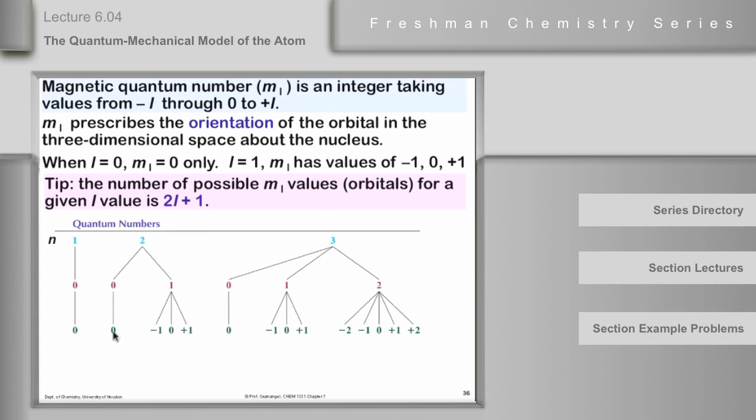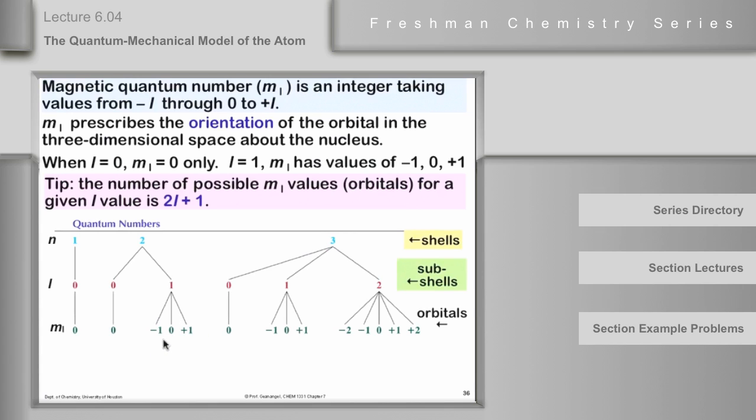Down here is m sub l, and if l is 0, m sub l has to be 0. And that's the same thing over here. For n equal to 2 and l equal to 0, m sub l can only be equal to 0. So for that subshell, these are shells up here, and these are the subshells right here, there's only 1 orbital. But when l is equal to 1, we just said m sub l could take 3 values, -1, 0, and +1. Each one of those corresponds to an orbital.